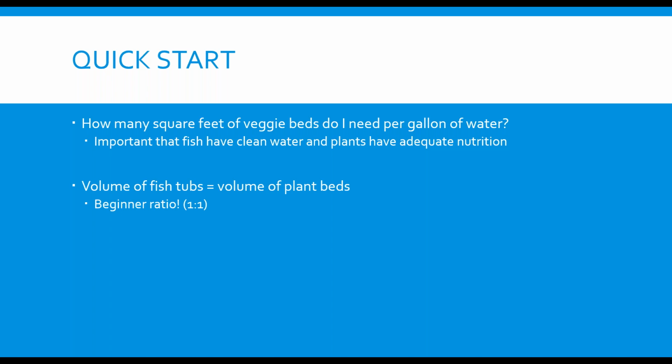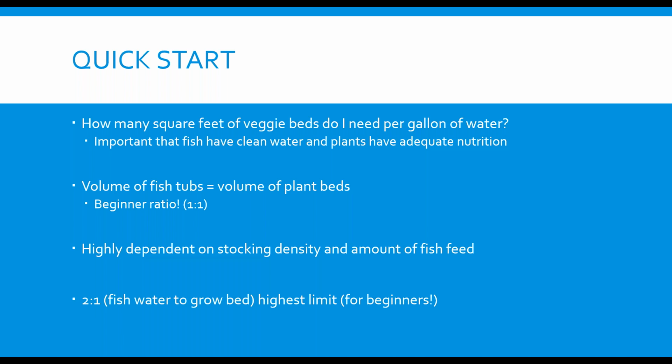Really, the suggested beginner ratio is going to be 1-to-1. So if you have so many gallons of pond, that's exactly the same as your volume of plant beds. They make it very easy. Again, however, this is going to be highly dependent on the stocking density of your fish and how much food they are fed. So that's why we have our test kits, to make sure that everything is where it's supposed to be and not creeping in one direction or the other.